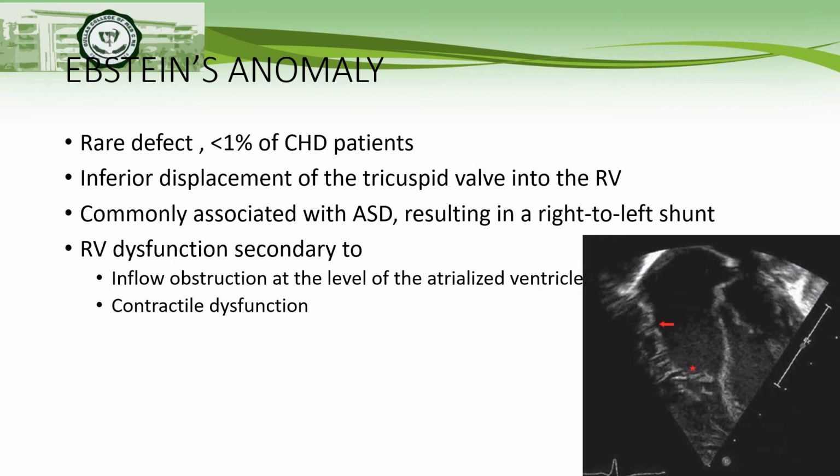If you look closely at the picture, you can see a displaced tricuspid valve, the one with an asterisk sign, while the arrow points to the atrialized portion of the right ventricle. So this is actually the right ventricle.